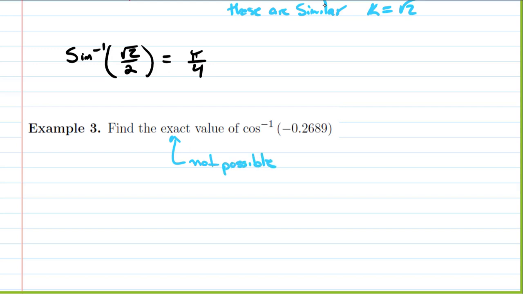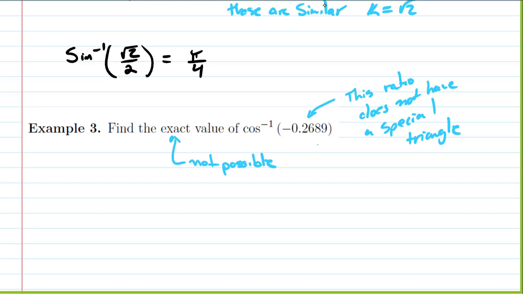Oftentimes we'll be asked to find the exact value. The issue with that is we don't have a special triangle that corresponds to this ratio. So the best we can do is approximate using our calculator.